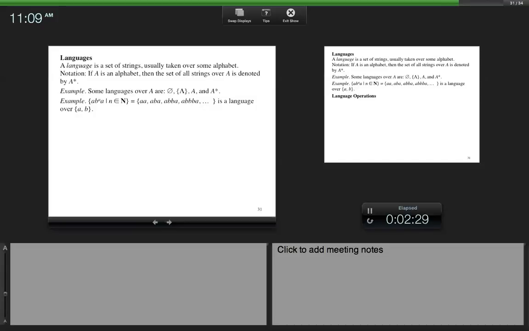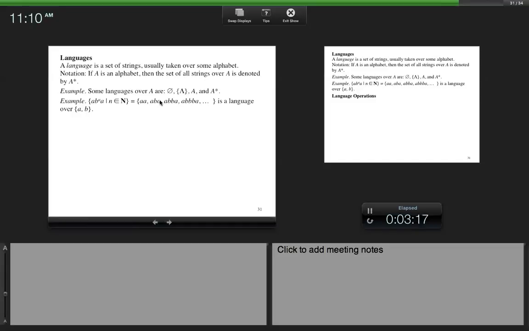Another example is this. Let's say I want to make a language using this given alphabet. Here A is {a, b}. So I can define a language that looks like this: a b^n a. That means all the words in that language should begin with a and end with a, but in between you can have as many b's as you want. You can have 0 b's, 1 b, 2 b's.